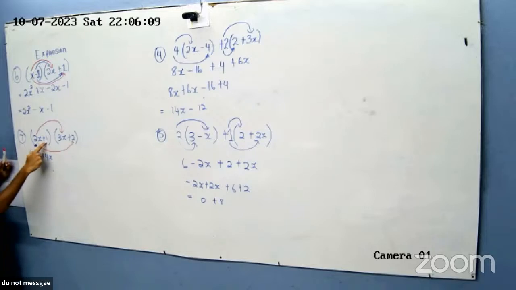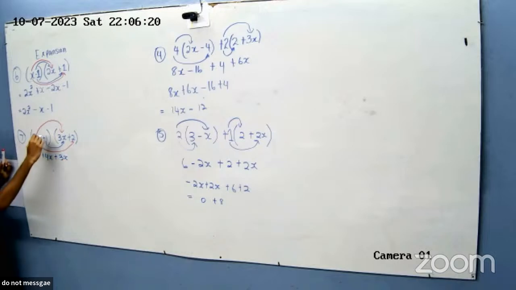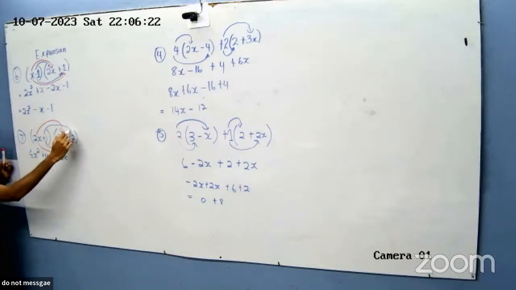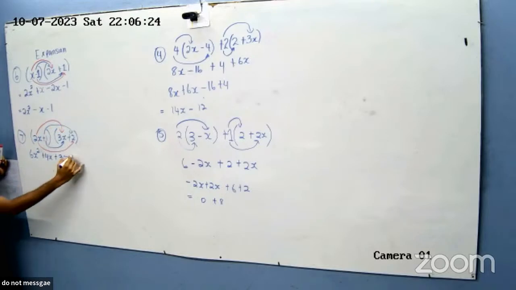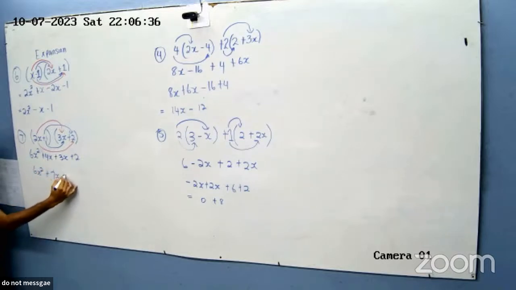Then you work on the second number. Plus 1 by 3x, we get plus 3x. And then plus 1 by positive 2, you get positive 2. Like terms, you add them together. x squared, 4 plus 3 is 7, plus 2.